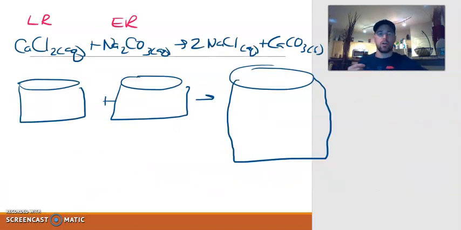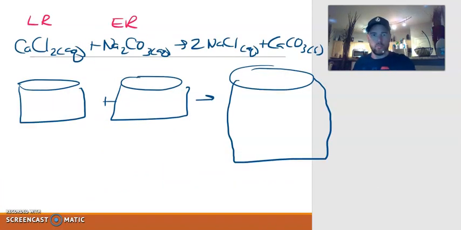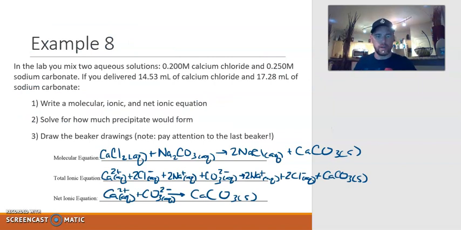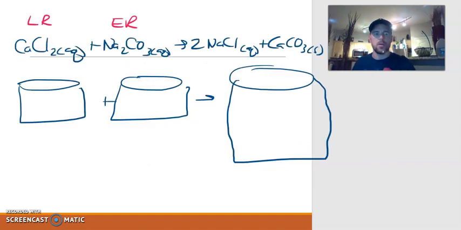So to solve for our last question, if I go back real quick on the slide just so you can see it, we solved for number 2. The last question, number 3, says draw the beaker drawings, and pay attention to the last beaker. So I have that on the screen here. I've got the chemical equation there at the top. I've labeled the limiting reactant and the excess reactant. So now I want to actually draw the beaker drawings. What would those look like?